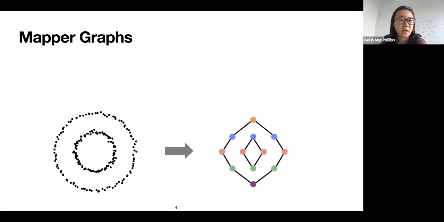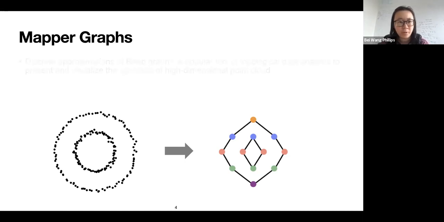In this case, I'm giving a toy example where I have a two-dimensional point cloud sampled from two circles. But of course, moving forward, you want to imagine each of those points as a high-dimensional point. It can come from neuron activations from image classifiers, or from high-dimensional word embeddings from, say, large language models such as BERT.